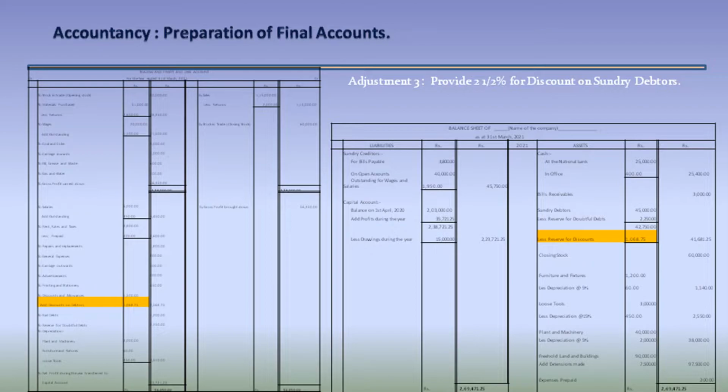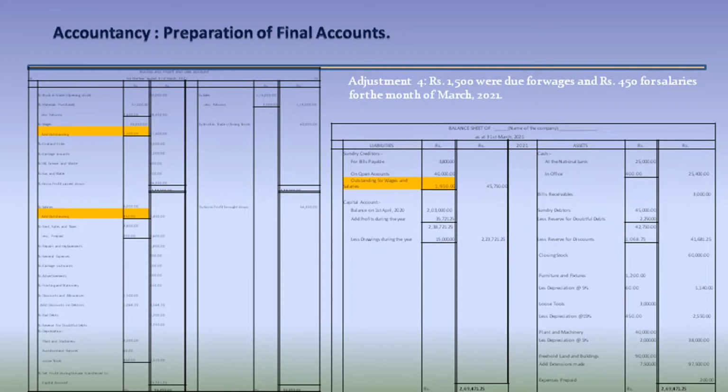In the profit and loss account, debit side. In the balance sheet again, the net balance after providing reserve for doubtful debts is 42,750, less reserve for discounts 1,068.75. The net amount 41,681.25 goes in the outer column on the asset side in the balance sheet.